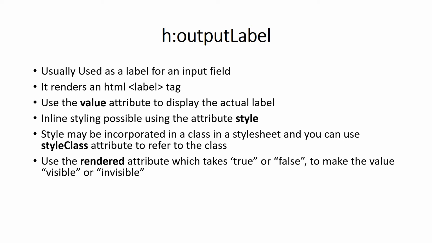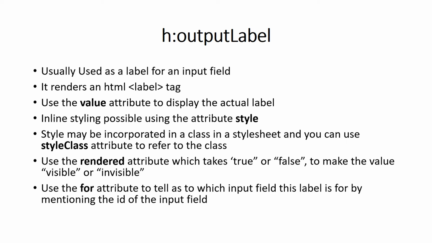If you don't want to display a label, then you provide the rendered attribute as false. If you want it to be displayed, then you provide it as true. By default, it is true. You can also mention for which input field the label is. You have to provide the ID of the input field in this attribute.